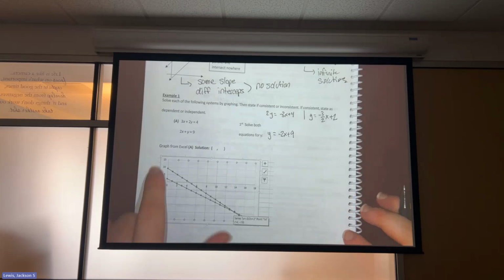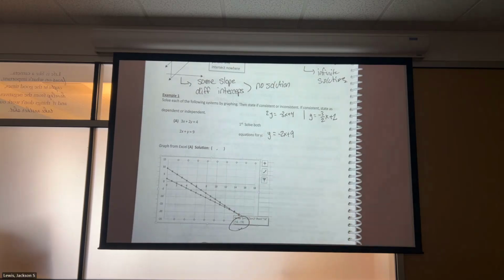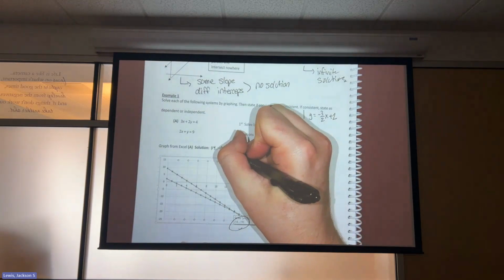Then I can graph them. I graphed them here in Excel already for you, and it gives you your solution point. My solution point is 14, negative 19.